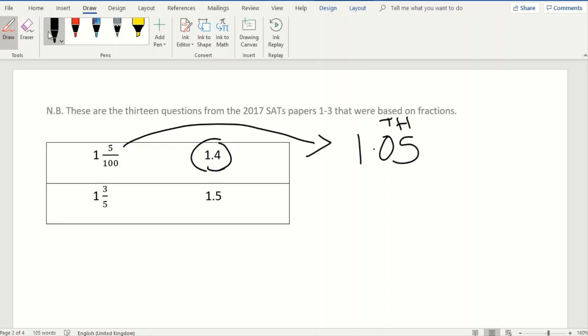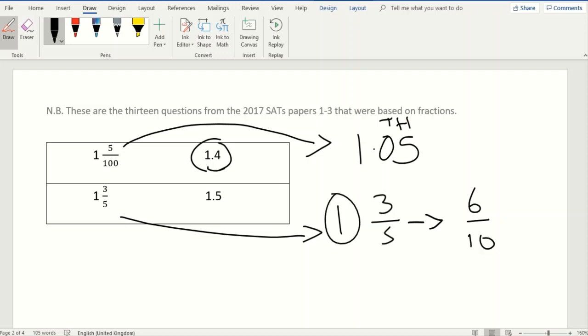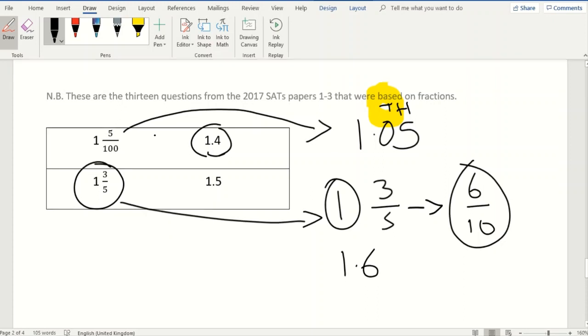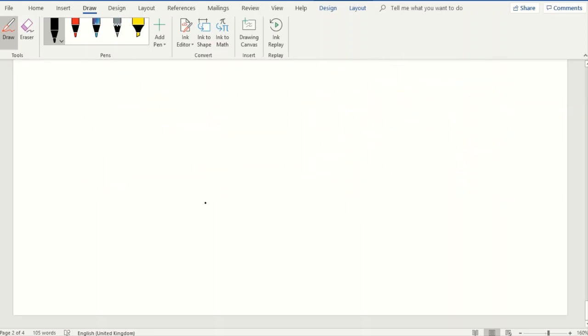Again, with the second one here, we've got 1.5, 1 and 3/5. Well, I'm not good at working out anything that's over 5, so I'm going to change it. So I've got 1, and I'm going to change 3/5 into 6/10 by multiplying it by 2. So I've got the 1 and the 6/10. 6/10, I know if I look back at what I did here, the tenths is the first place value after the decimal point, so that's going to give me 1.6, which means this is actually the bigger value. And that's it, we're at the end of the video. Thank you for watching.